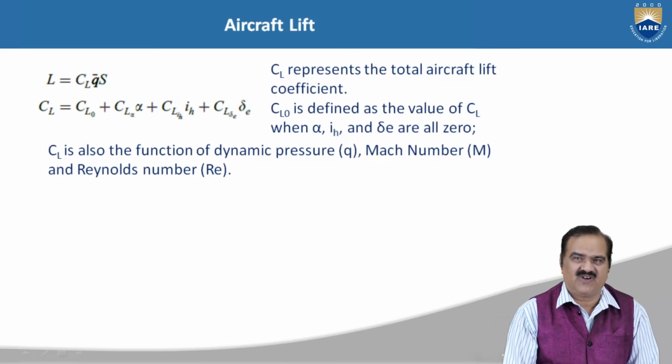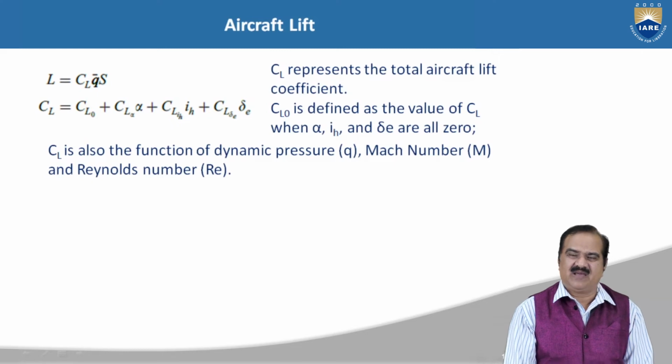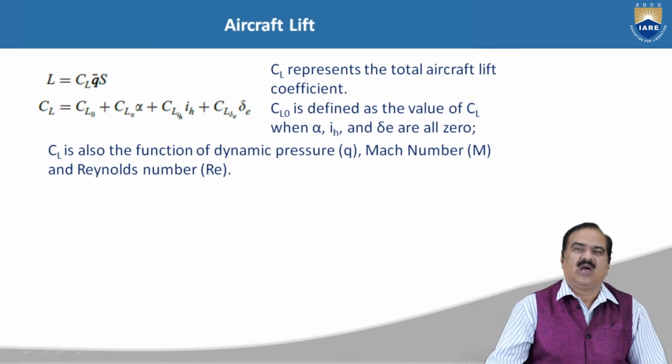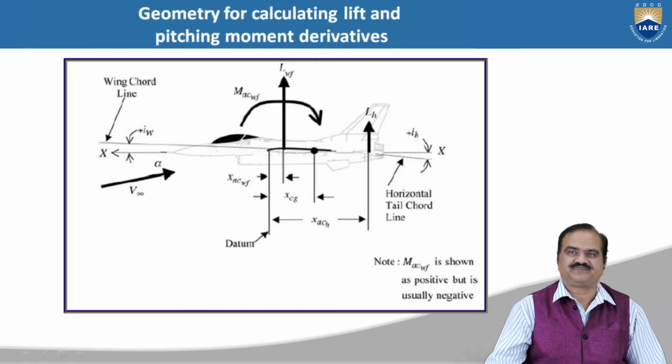CL is also a function of the dynamic pressure Q as in the drag, and Mach number and also Reynolds number. So the coefficient of lift is a function of all these three parameters, and to calculate the coefficient of lift we have to consider a certain dynamic pressure, a certain Mach number and a fixed Reynolds number for a particular condition. So we have to calculate all these parameters before calculating the coefficient of lift.